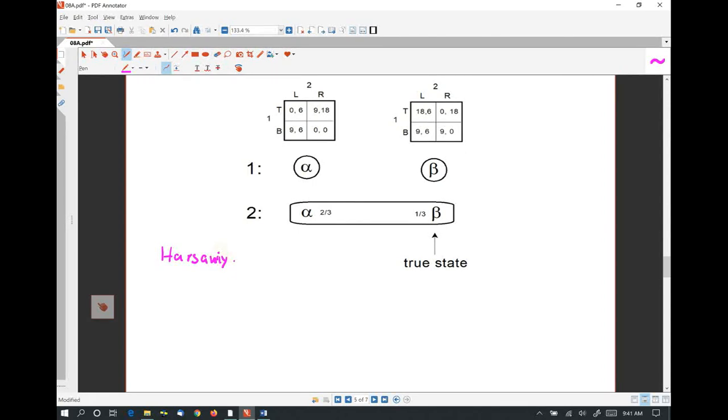See, I also don't always remember what the correct spelling of Harsanyi is. I think that's the correct spelling.